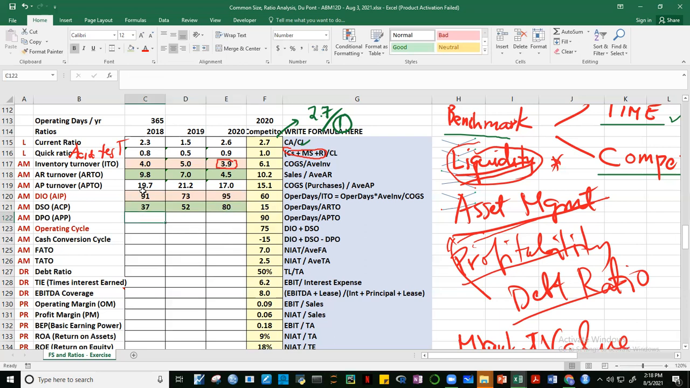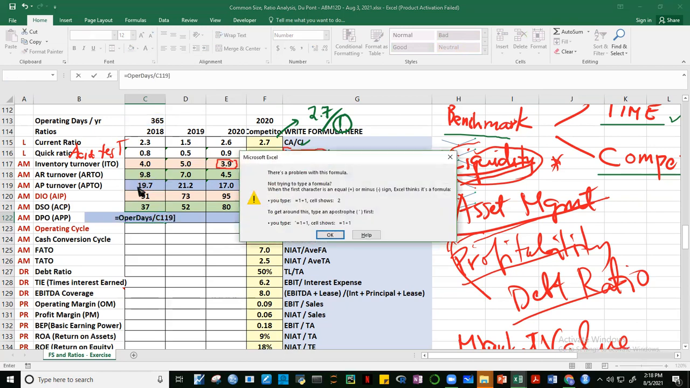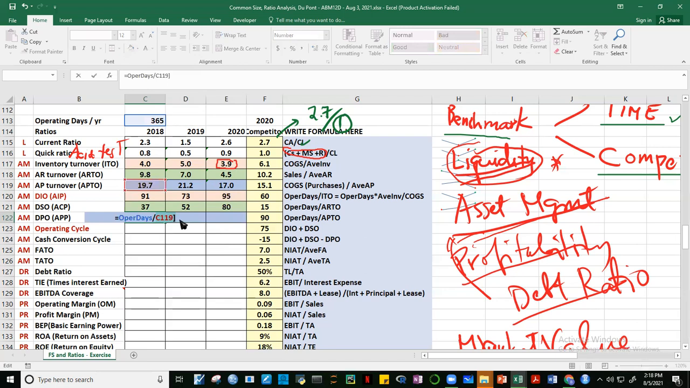Okay, and then lastly, this one guys. Ito naman si Apto at saka si DPO, magkapinsan yan. Paano magpinsan yan? So this is equal to operating days divided by Apto natin. Ano to? 22 days. Bumili tayo ng raw material, binayaran natin. 22 days, average. Competitor, bumili ng raw material, 90 days pa muna sila bago magbabayad.